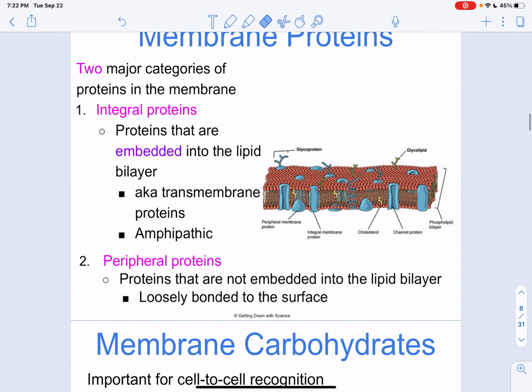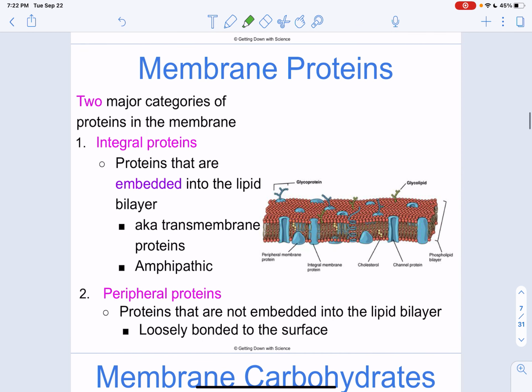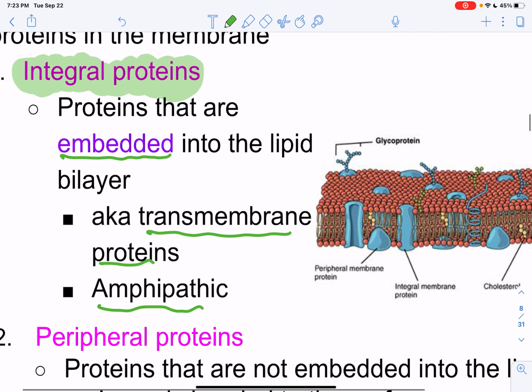Our first part is that we're going to talk about the proteins. And so we have 2 major types of proteins. We have integral proteins, and these proteins are embedded, keyword, embedded into the phospholipid bilayer, which means that they are transmembrane. They go across both membranes, and they are also amphipathic, meaning that they have hydrophilic and hydrophobic sections.